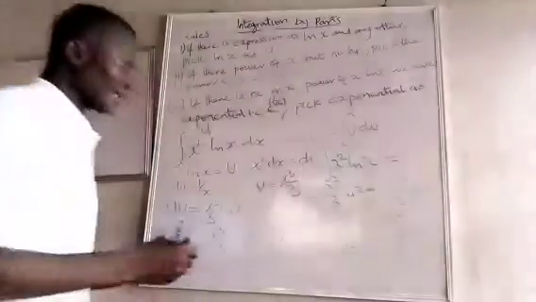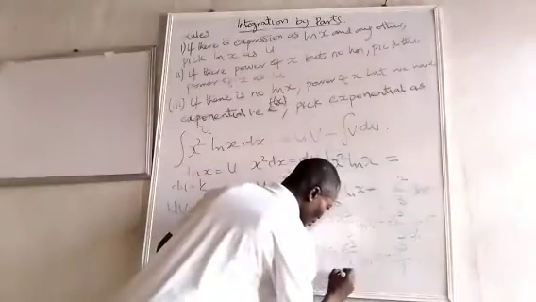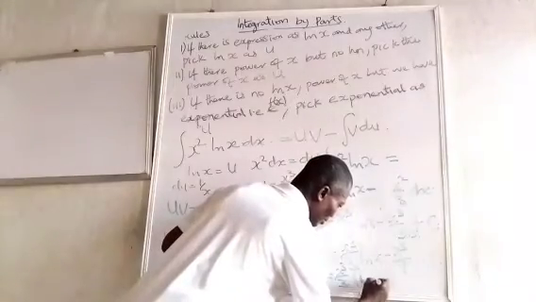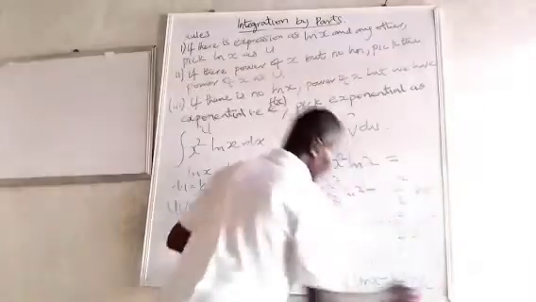So we can still factorize if you want. If I want to factorize for that, I can still say it is equal to x cubed over 3 into x minus 1 over 3 plus c.